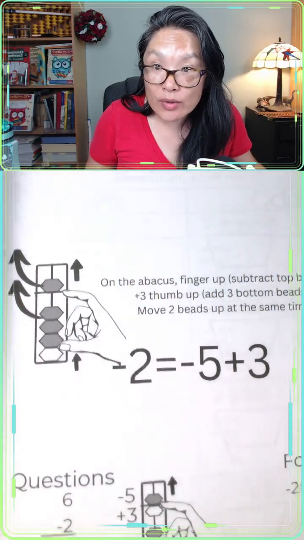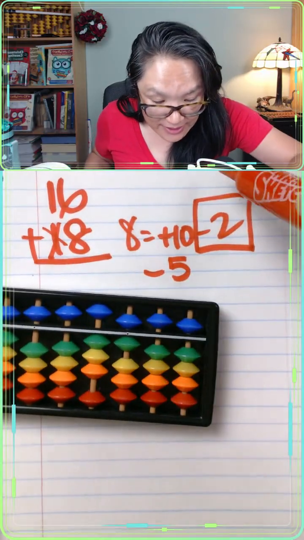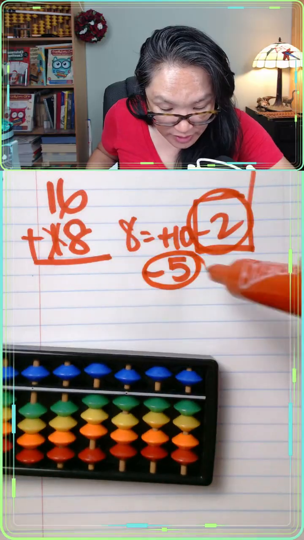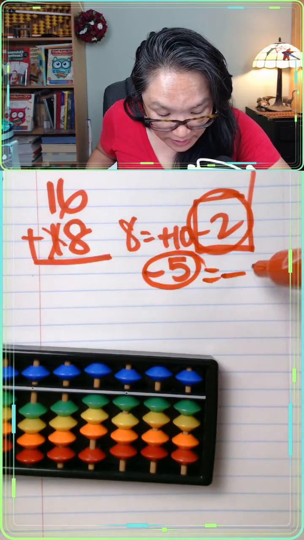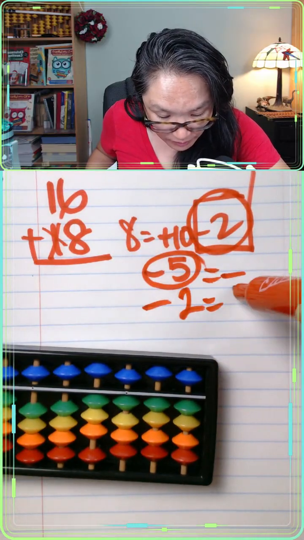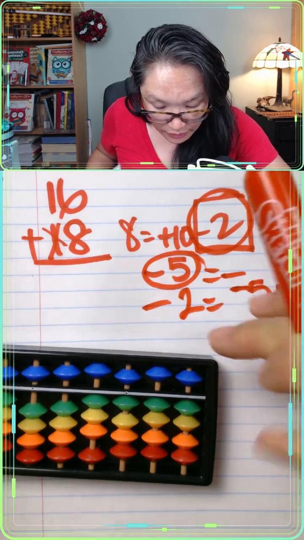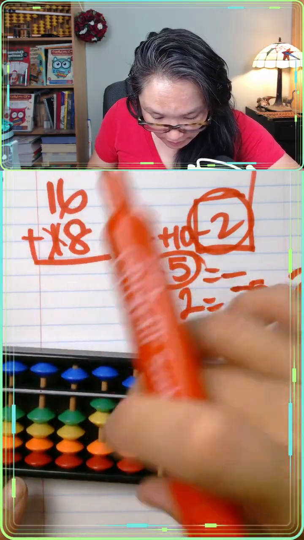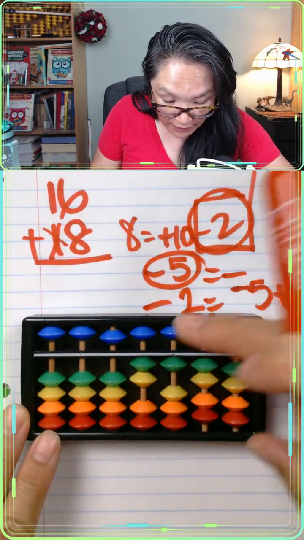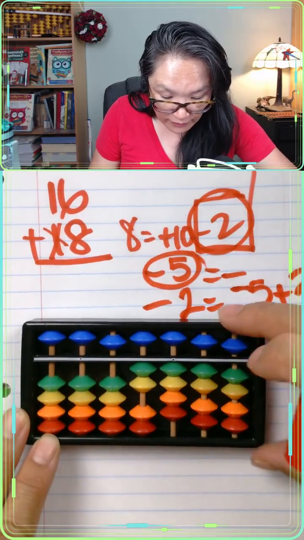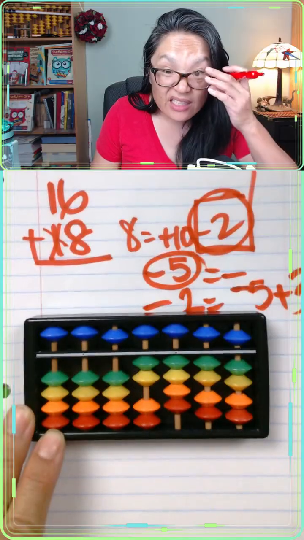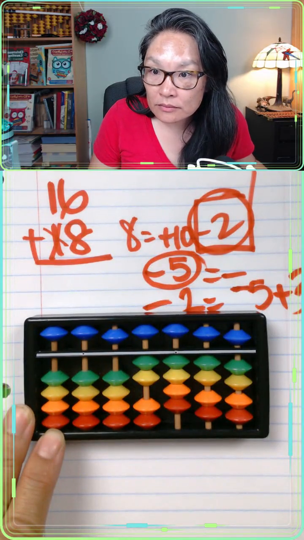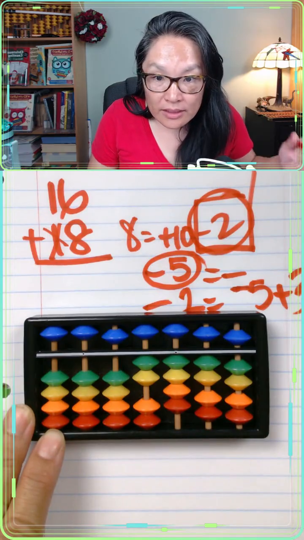So what we're doing is combining this information with this right here. So now minus 2 is equal to minus the 5 plus the 3. So I have 6. Okay, so I'm going to minus the 5 and I just add the 3. So my final answer is 28. Does that make sense?